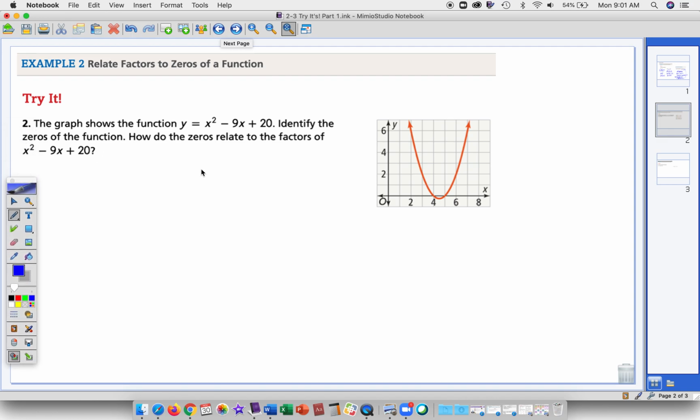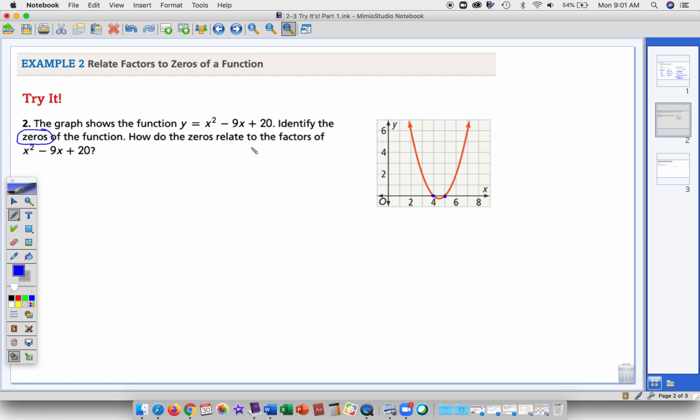So here the graph shows the function y equals x squared minus 9x plus 20. Identify the zeros of the function. So remember, the zeros is another word for x-intercepts. So I have one here at 4, and I have one here at 5.